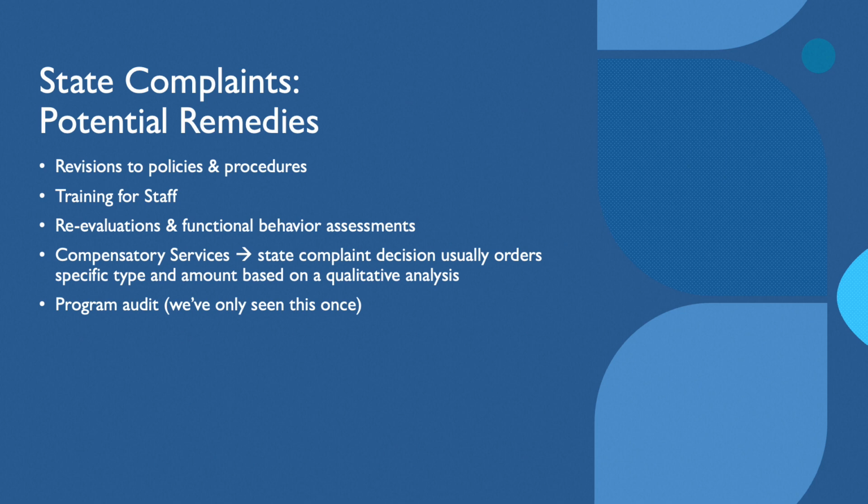Potential remedies that you may expect from the state complaint process are revisions to district or school policies and procedures, training for staff, reevaluations, functional behavior assessments, and compensatory services. Like we mentioned, if they are deemed necessary, a state complaint decision will usually order a specific type and amount of compensatory services based on a qualitative analysis. So, these services are not determined on a minute-for-minute basis, but rather the SCO will look at what is needed to put the child in the place they would have been had the violation not occurred. Lastly, a potential remedy of a state complaint might be a full program audit. However, we have only seen this once, and it was with a state entity.